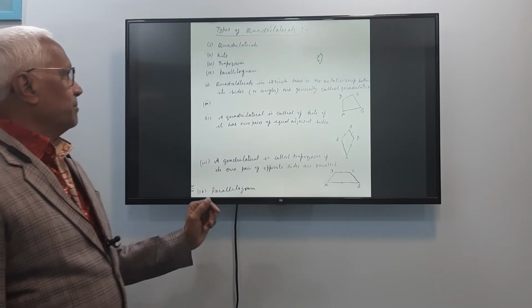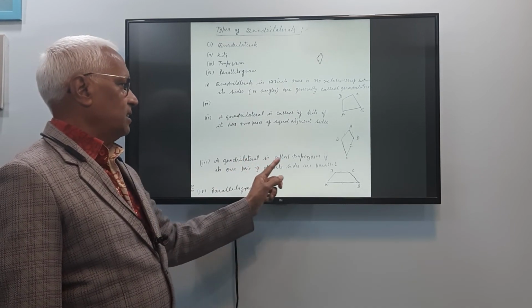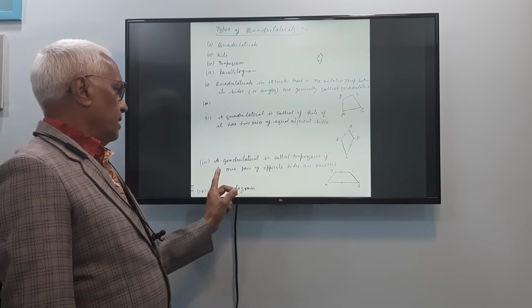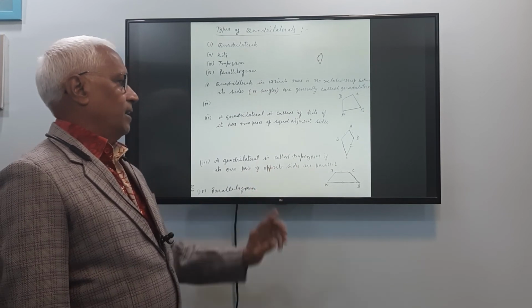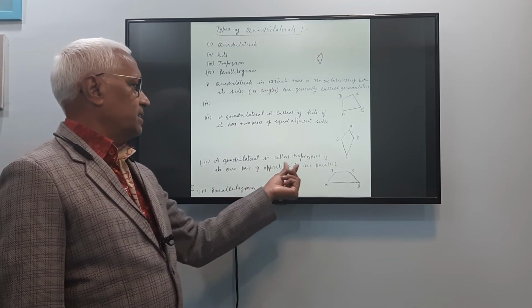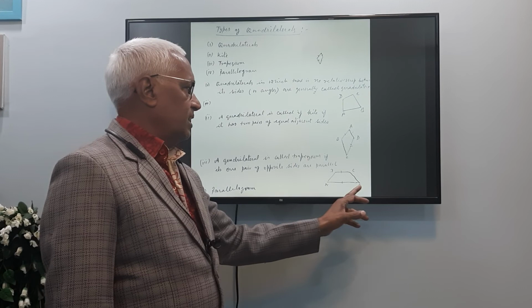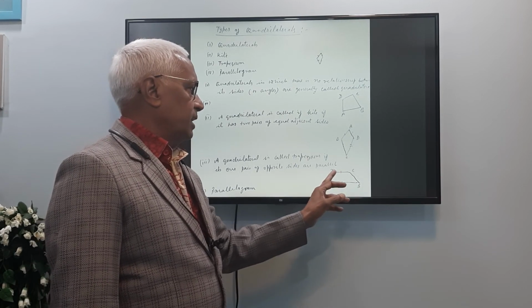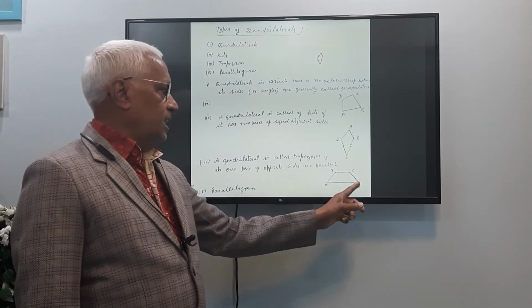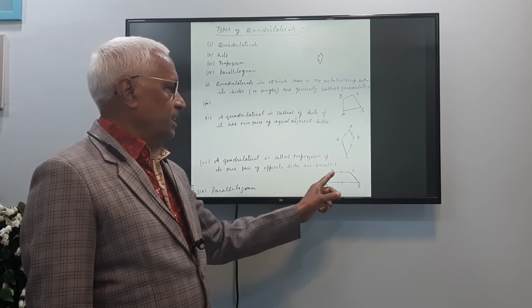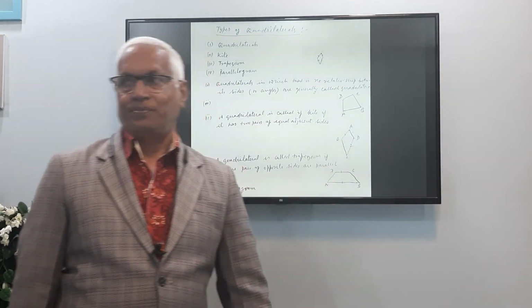Third is trapezium. A quadrilateral is called a trapezium if it has 1 pair of opposite sides parallel. Like this. Here in this figure, in quadrilateral ABCD, side AB is parallel to side DC, so it is called a trapezium. Another example could have been side BC is parallel to side AD, then in that case also this quadrilateral is called a trapezium. That's all.